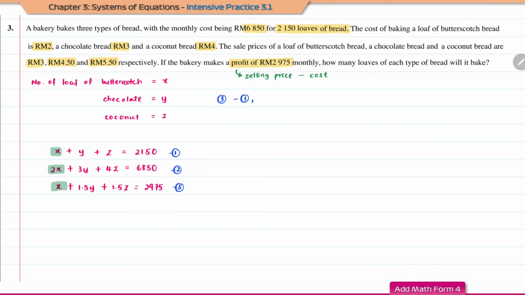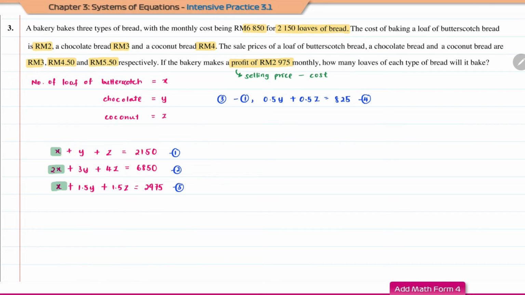So x minus x is equal to 0. Then 1.5y minus the 1y, you're going to get 0.5y. And the same as the 1.5z minus the z, you also get 0.5z. And then 2,975 minus the 2,150, you're going to have 825. So this will be equation number 4.